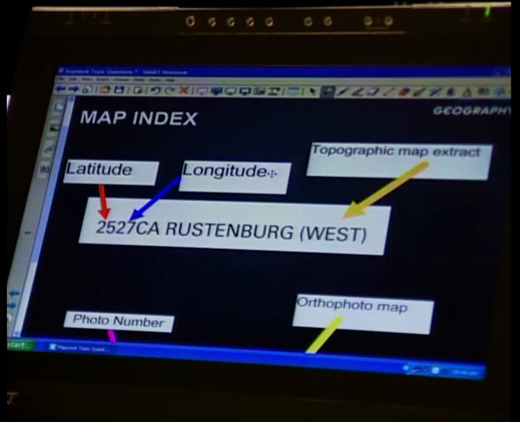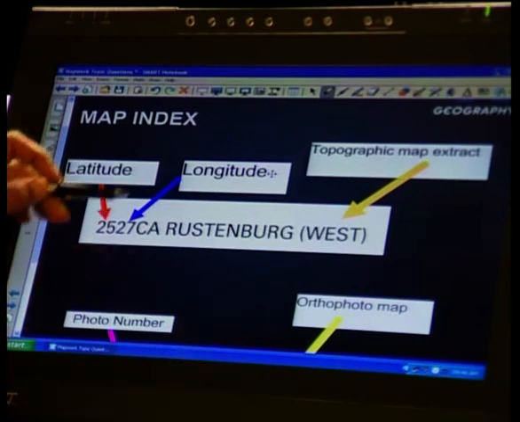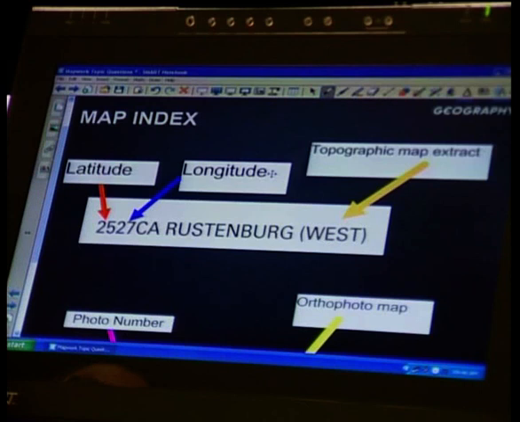The first one we're going to look at is map index. I know some of you call it map code. Now, what we need to know is that at the top of the topo map, you've got this indicated. Now, it's 2527 CA when we're using the map of Rustenburg. 25 refers to the latitude, 27 the longitude, and then there's C and A there next to it.